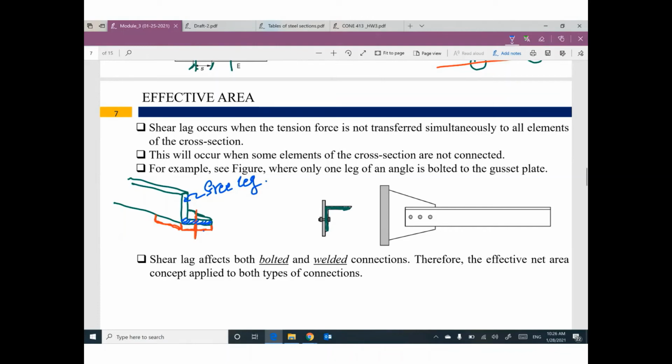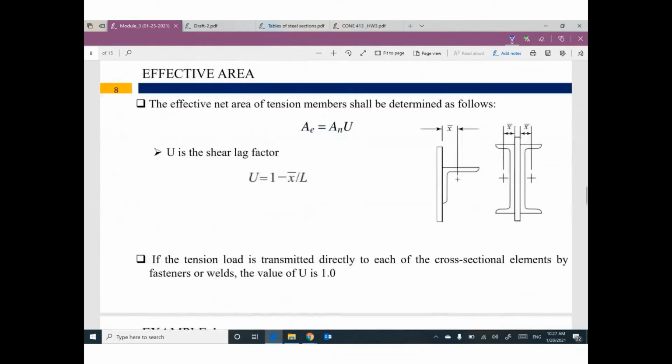So we don't have an efficient cross section. We will replace it by something called effective area, because we expect something called shear lag. To consider the shear lag, we will use effective area equal net area times a term called U. So to consider the effect of shear lag, we are going to use effective net area.